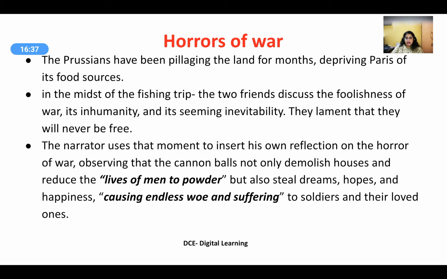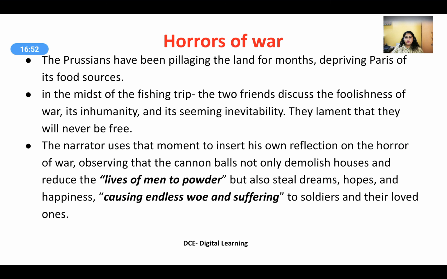Yes, look, this is again one of the side effects of the war. The Prussians had besieged Paris, and the surroundings or the outskirts of Paris, the Prussians had taken over, and they had literally destroyed all the sources of food.